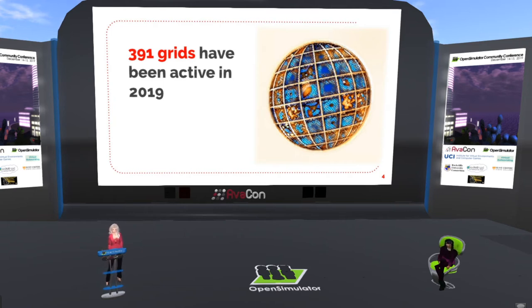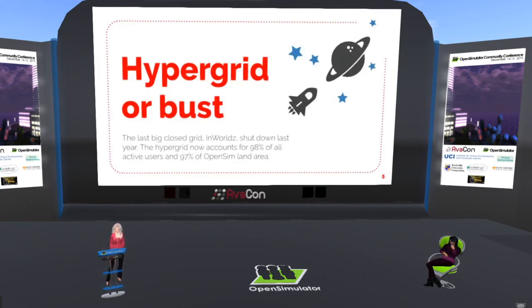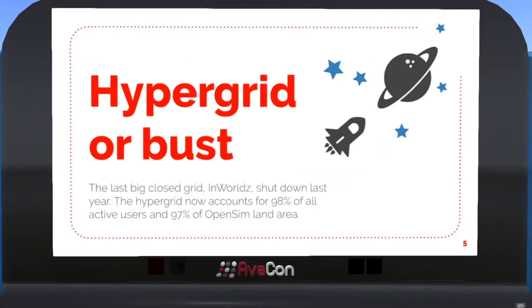So these are the grids that are accessible to the public, either via login or via hypergrid teleport. And for the most part, they have been hypergrid enabled. Last year, InWorlds shut down, and that was the last big grid that was not on the hypergrid. Right now, the only major grid left that's not hypergrid-enabled is the TAG grid. Dream Nation is also another one that's not hypergrid-enabled. Evanation, Virtual Highway, and InWorlds are all gone.